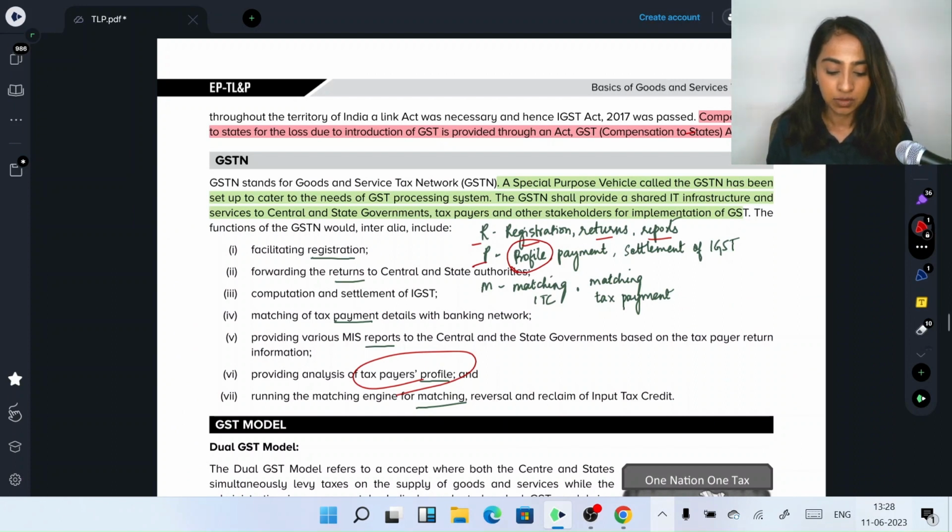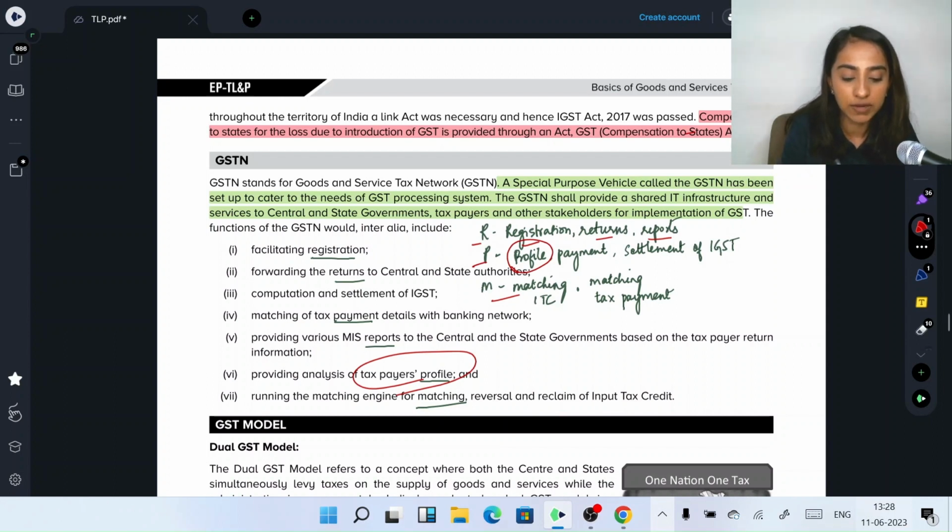registered person. Now it's going to match ITC. You just can't say I've paid 60 rupees earlier, so give me 60 rupees, right? The system is going to match ITC, whether you've really paid so much input taxes earlier. Okay, all this will come in the later part.